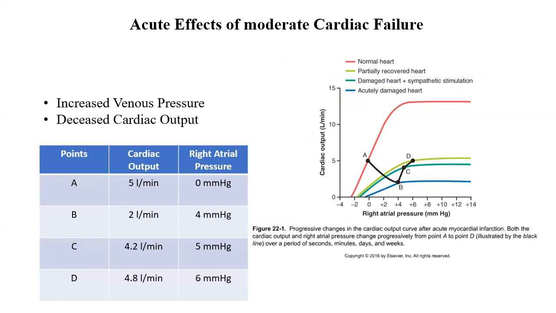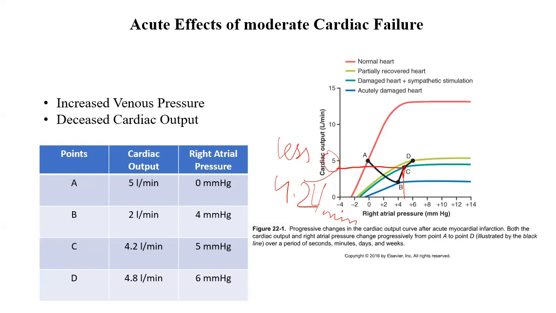Okay, now you can see at point C the right atrial pressure increases. It's almost 5 mm of Hg, and the cardiac output is also increasing. It's less than 5, but still near to 5. So we can say it's somewhere 4.2 liter per minute. This is the cardiac output that is reaching almost to 5.